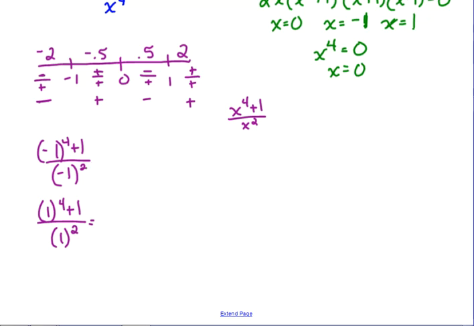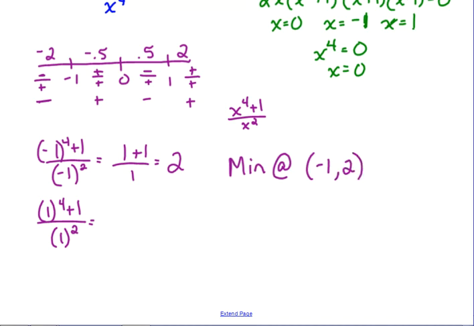-1 to the fourth power is +1. +1 plus 1 is 2. So let's see here. What happened at -1? We changed from negative to positive, which means we changed from decreasing to increasing. So we have a minimum at -1, +2. We are going to end up with the same thing when we plug in +1. We're going to get +2, but at +1, same thing happens. We change from decreasing to increasing, so that's another minimum at +1, +2.